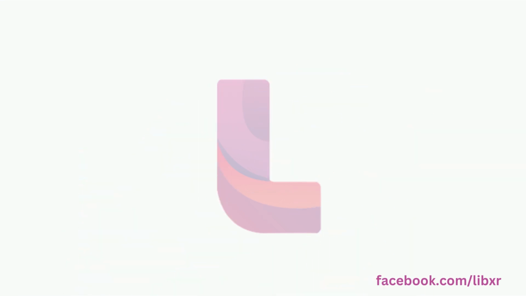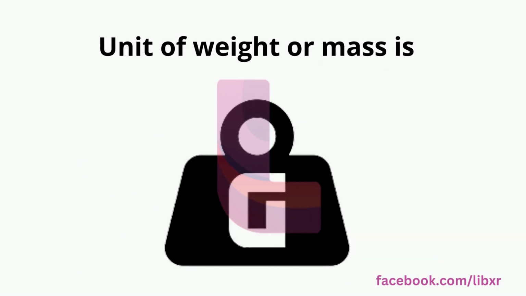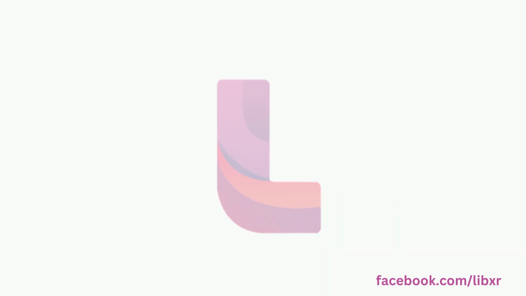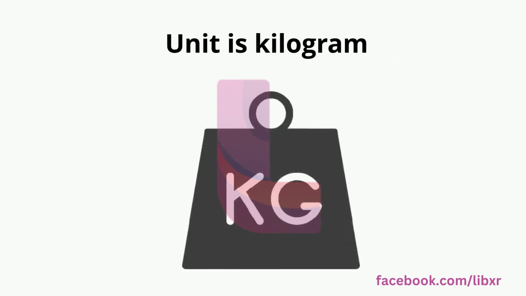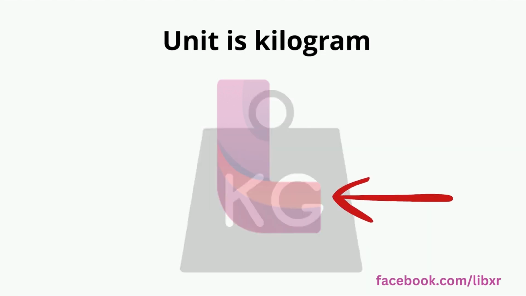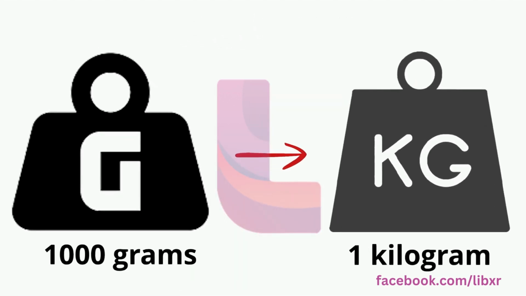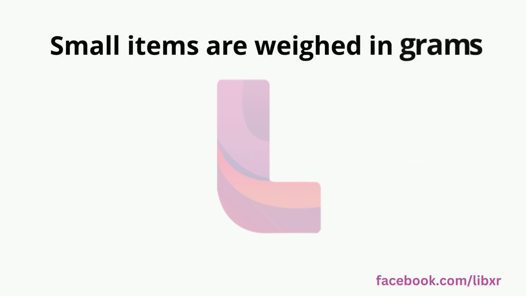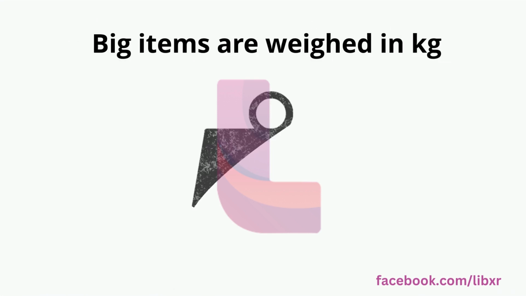The standard measuring unit of weight or mass is gram. In short, we can write it as g. Another measuring unit is kilogram. In short, we can write it as kg. There are 1000 grams in 1 kilogram. Small items are weighed in grams and big items are weighed in kg.